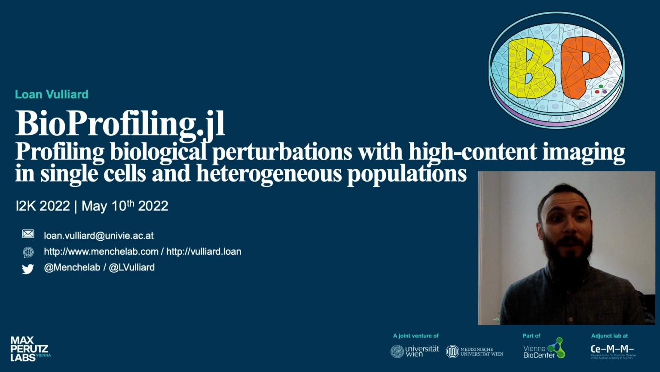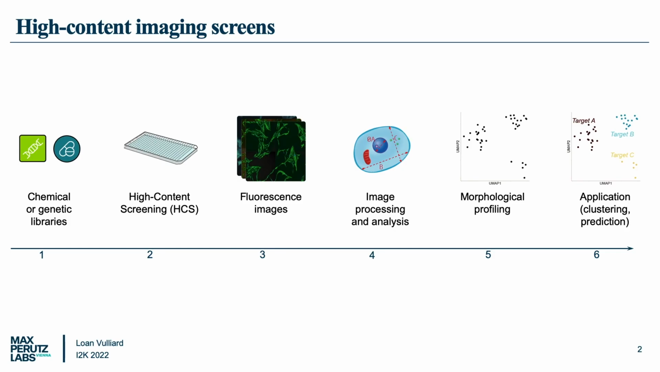And today I want to introduce BioProfiling.jl, our package dedicated to the analysis of high-content imaging screens. These screens usually follow the same set of steps, starting with a library of perturbations. That can be, for instance, a drug library or a guide RNA library for CRISPR screens. And they're used on cells in an array format, in microplates, and in each well of these plates, we are acquiring fluorescence images on which we can measure a lot of different parameters describing the shape of the cells, as well as the intensity and distribution of the fluorescent dyes.